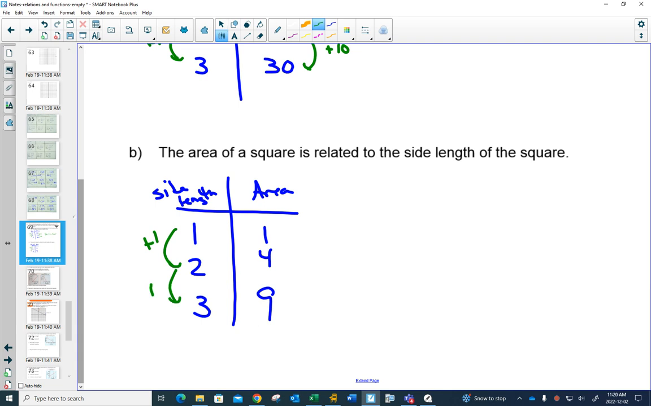Up 1, up 1. So our x values, our side length, are going up by the same amount. Are these going up by the same amount? No. So as a result, we would say this is not a straight line.